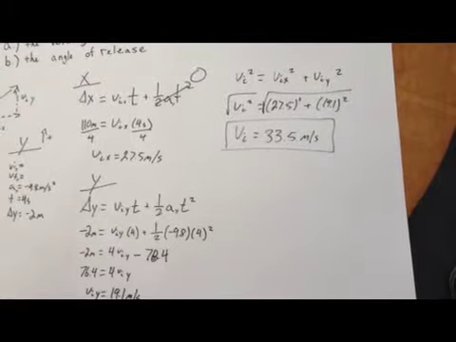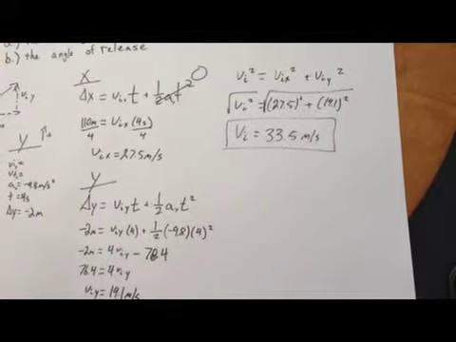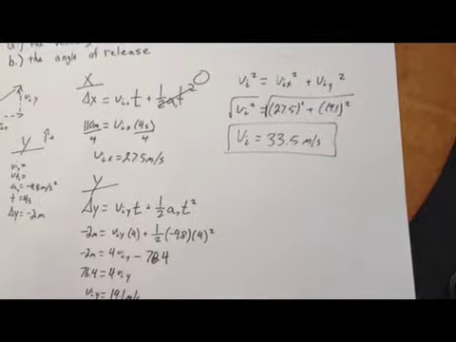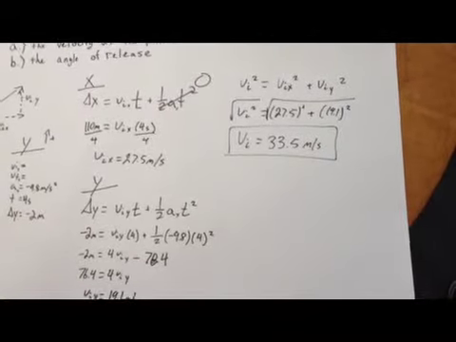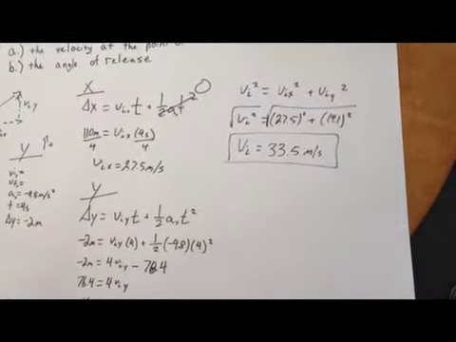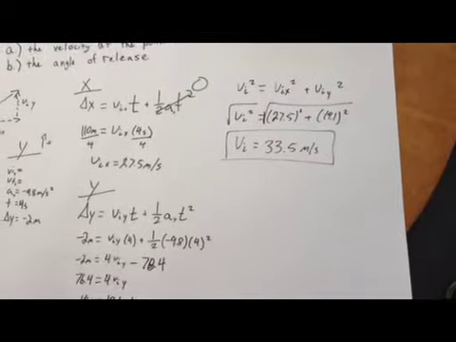So we'll use the equation Vi squared equals Vix squared plus Viy squared. So you plug in the two numbers and then square root both sides, and you end up getting Vi equals 33.5 meters per second.